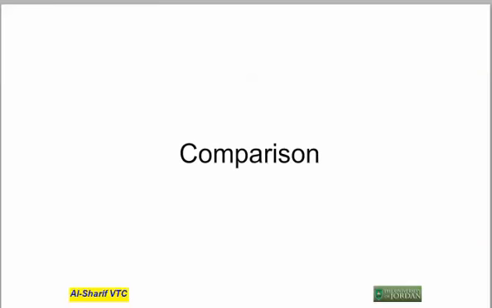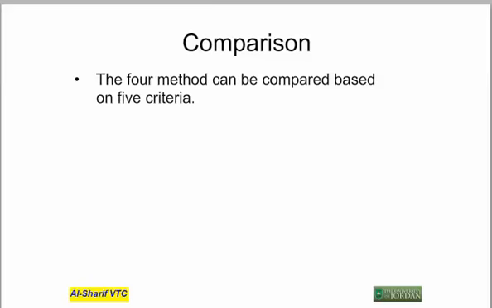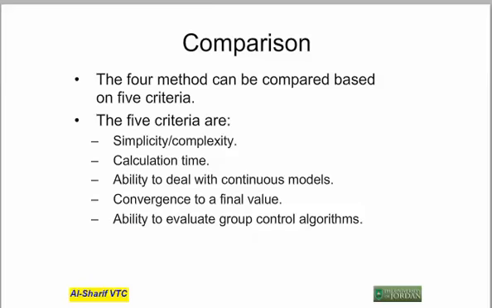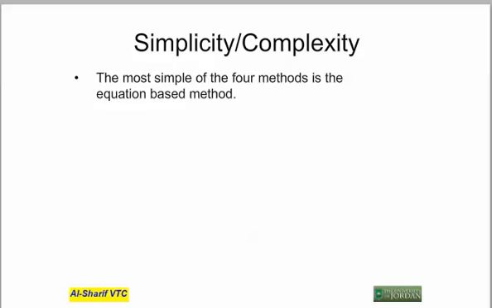So let's do a comparison now of the 4 methods that we've talked about. We're going to use 5 criteria for comparing the methods. So we look at simplicity, complexity, calculation time, ability to deal with continuous models, convergence to a final value, and ability to evaluate group control algorithms. So if we look at simplicity, obviously the most simple of the 4 methods is the equation-based method. You just have an equation, assuming it has been derived, and you pop in the values and you get an answer.